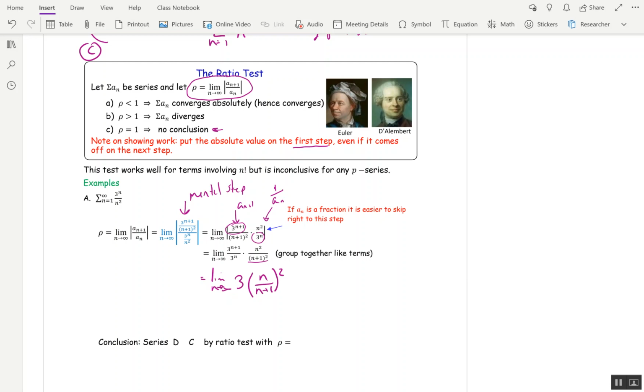Now we still have infinity over infinity, but now we can divide inside the parentheses by n. So this is the limit as n goes to infinity of 3 times (1 plus 1 over n). I divided every term in the parentheses by n. Now when I take the limit, I get 3 times 1 squared, which is 3. 3 is bigger than 1. So my conclusion is the series diverges by the ratio test with rho equal 3.